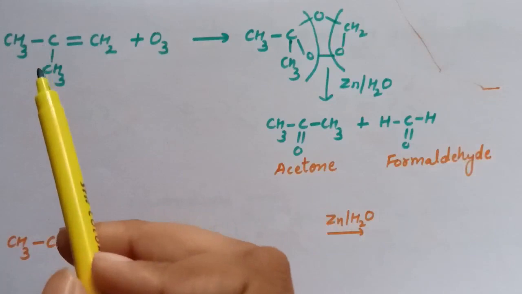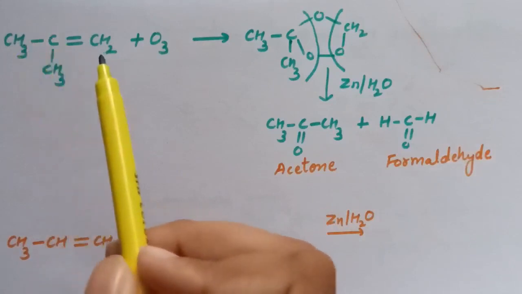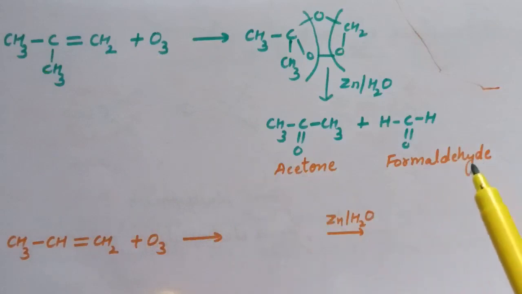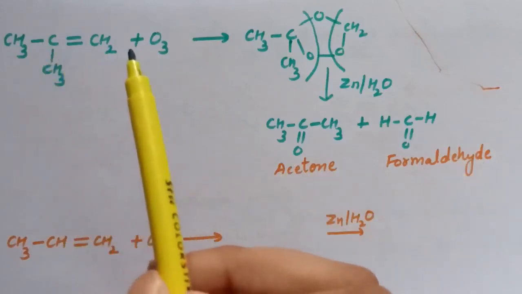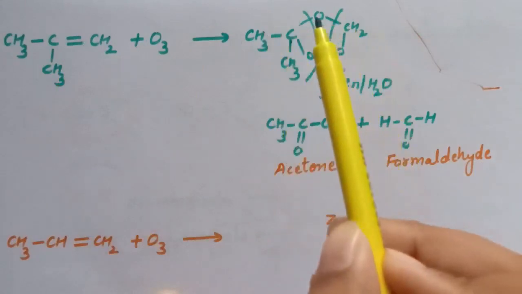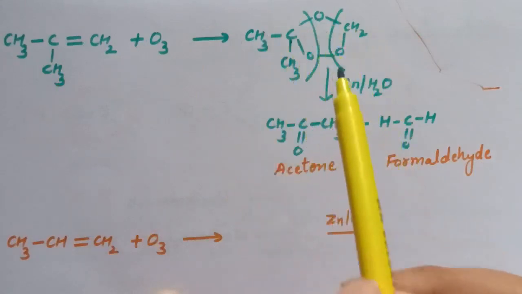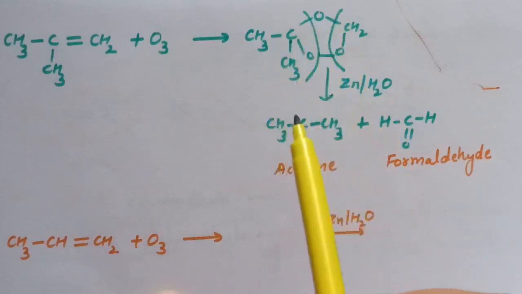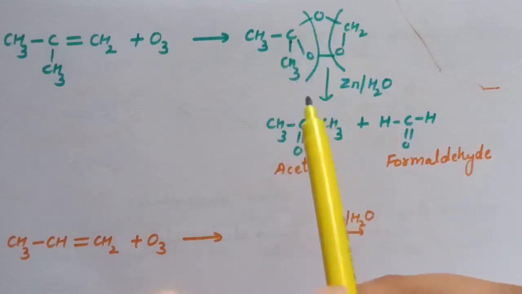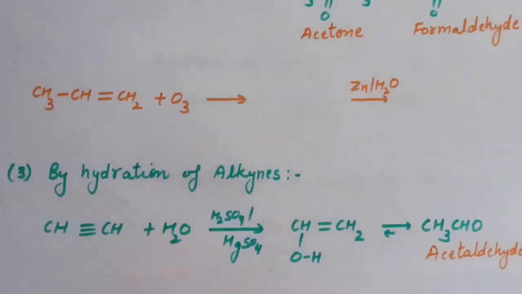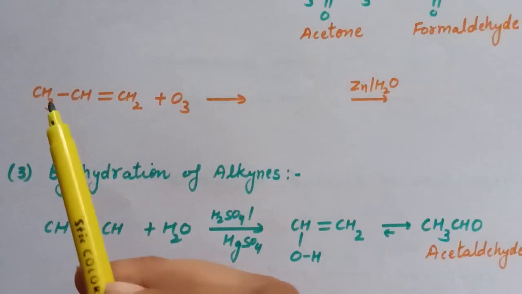2-methylprop-1-ene. The ozonolysis of this alkene results in the formation of acetone and formaldehyde. The first step is addition of O3 on this double bond, so this ozonide complex forms. After that, in presence of zinc dust and water, this ozonide complex breaks, and acetone, that is a ketone, and aldehyde is formed.